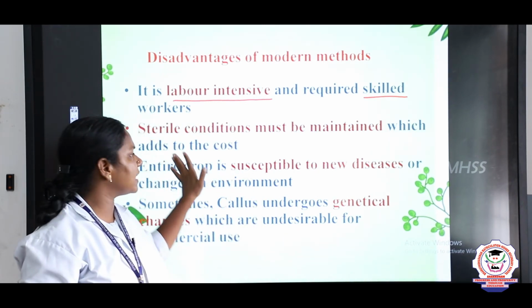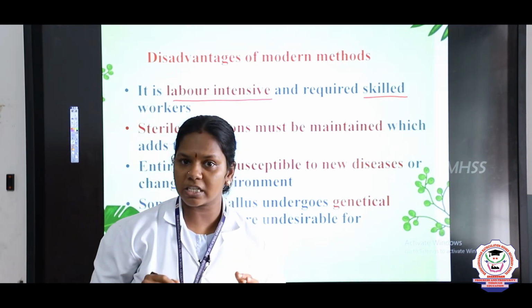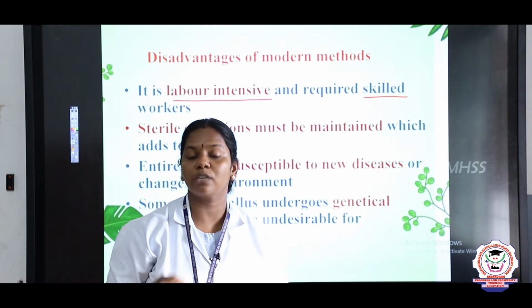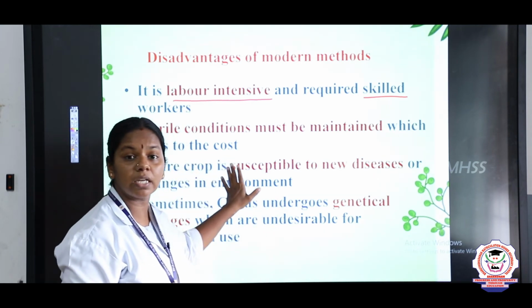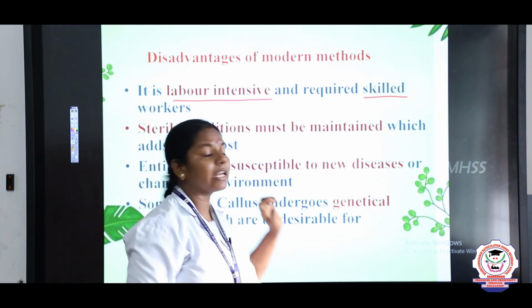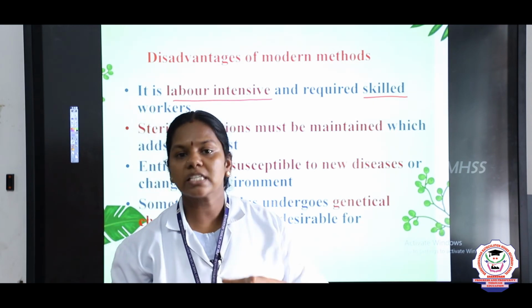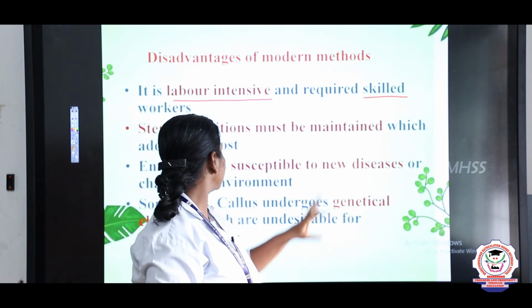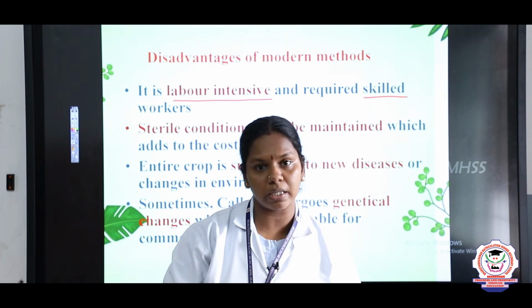And next, sterile conditions must be maintained. What do you mean by sterile, children? Certain temperature and disease free conditions should be maintained in the lab, otherwise the tissue culture method will not be effective. So the second disadvantage is that sterile conditions should always be maintained. And for example, if you are doing the entire crop by tissue culture and there is any change, the entire crop may be susceptible to new diseases, or any change in the environmental condition may affect the growth of the plant.